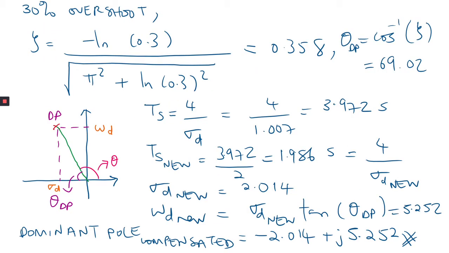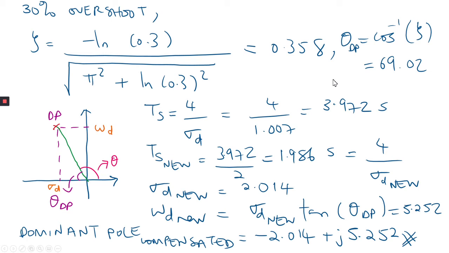So from the value of 30% overshoot given in the question, we can determine the damping ratio using this formula. So the damping ratio is 0.358. Based on the damping ratio value, we can determine theta_dp using this formula, arccos of damping ratio, which is equal to 69.02 degrees. Please write your symbol degree.